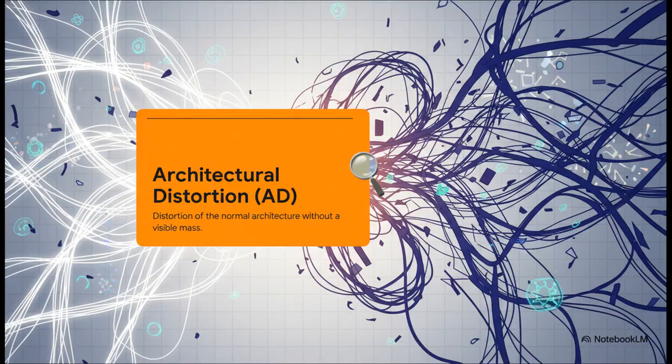Okay, so think of it like this. Normal breast tissue has an architecture, right? A normal pattern. AD is what happens when that pattern gets all messed up. It's pulled or twisted or distorted, but there's no obvious lump or mass causing it. It's like finding a footprint at a crime scene but with no suspect in sight. It's a huge sign that something is going on, but the culprit is hiding. A super subtle clue, but an incredibly important one.